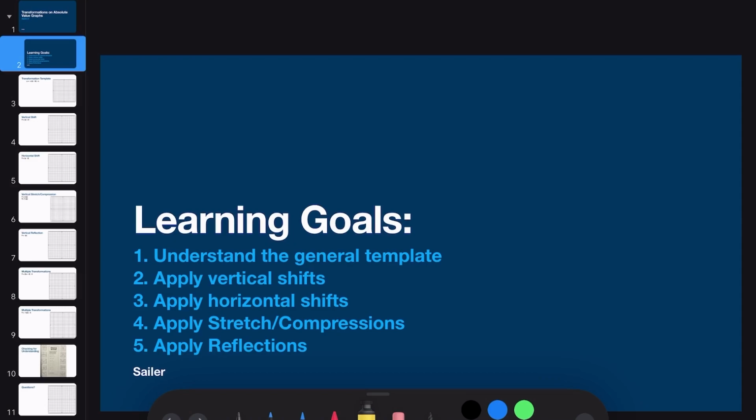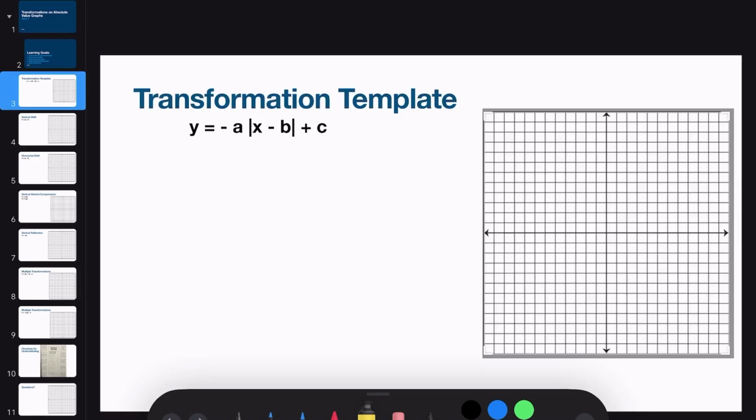numbers in there. Then we have a couple slides that we're going to apply the vertical, horizontal shifts, any stretches and compressions, and then reflections. And then at the end, we're going to do a couple examples that do multiple transformations in one. So our transformation template. Our transformation template has some A's, B's, and C's in here, and those are what our transformations are going to be.